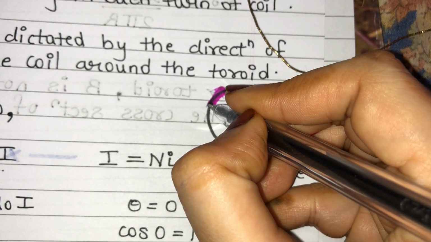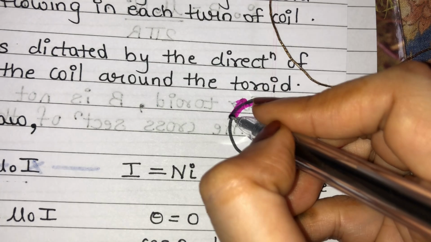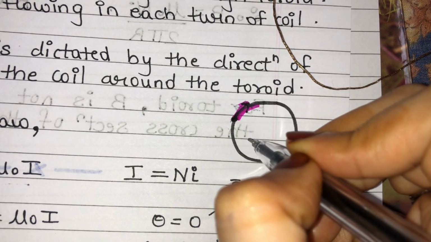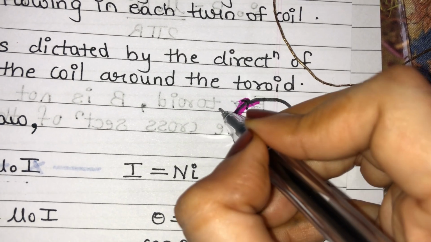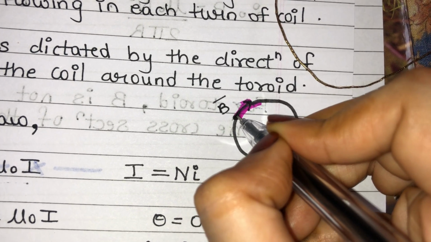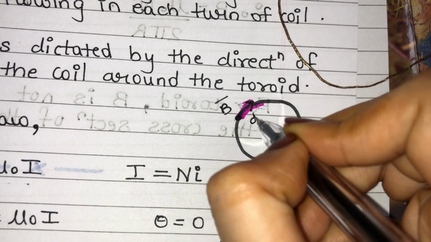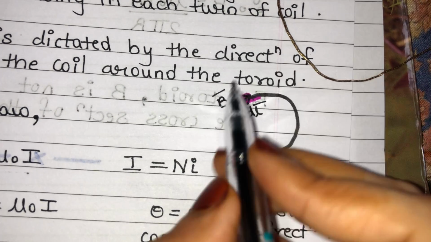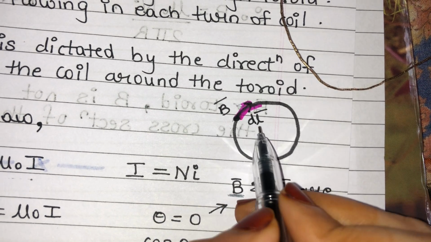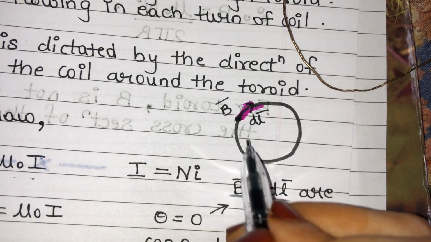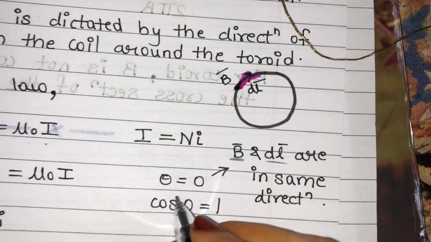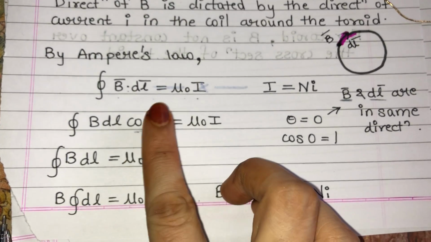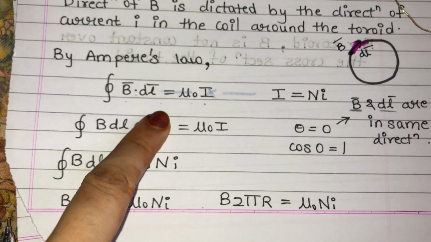If I want to find the magnetic field at this point, my magnetic field will be tangent at this point. So this is the direction of my magnetic field. And what can you say about the direction of my length element? Of course, my length element will also be in this direction because my current is flowing in the anti-clockwise direction. So the direction of B and dl is the same. There is no angle between them, so theta is 0, cos 0 is 1. So here cos theta vanishes.